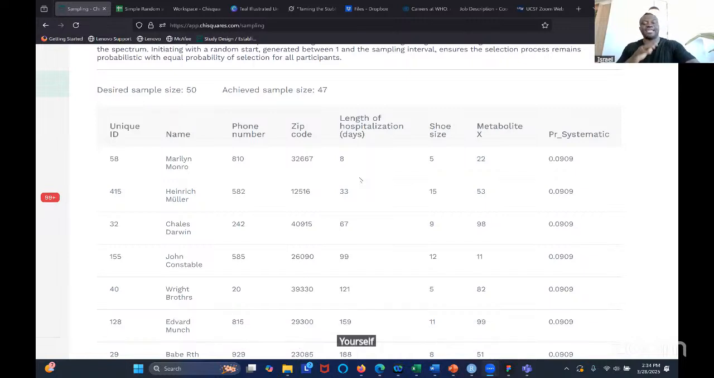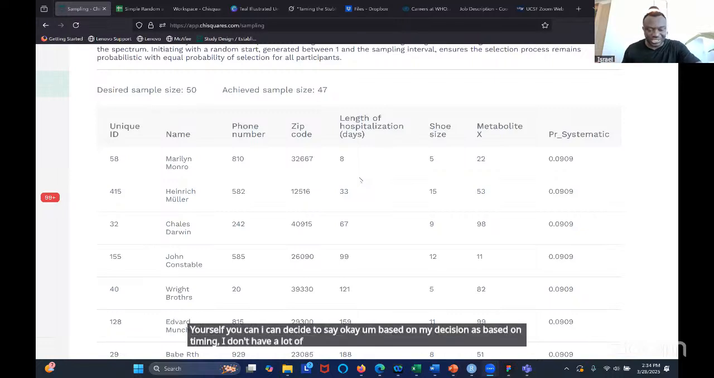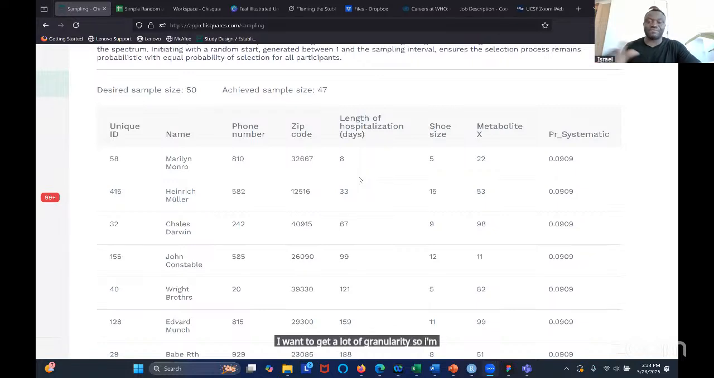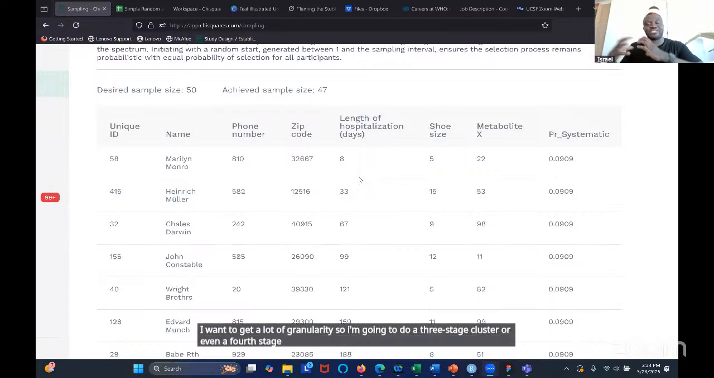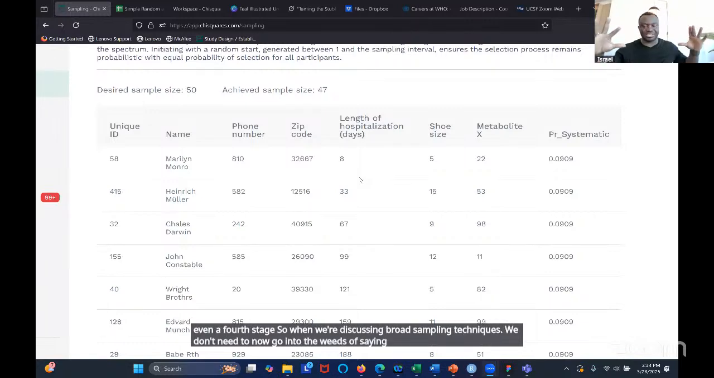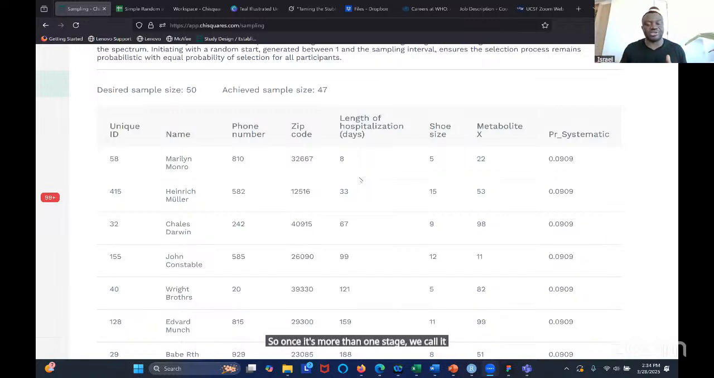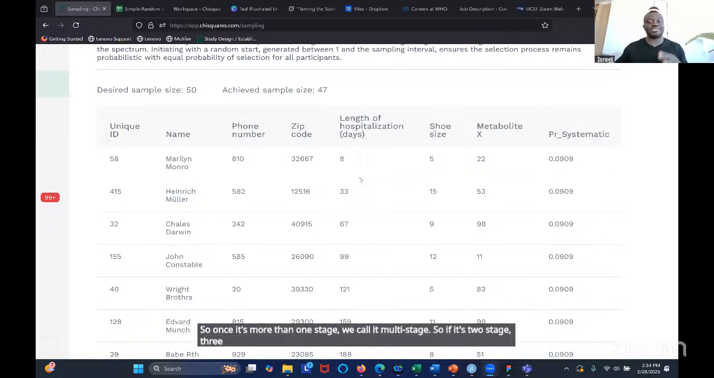I can decide, based on timing, that I don't have a lot of time to do a three-stage cluster, so I'm just going to do a single-stage cluster. Or I want a lot of granularity, so I'm going to do a three-stage or even a four-stage. So when we're discussing broad sampling techniques, we don't need to go into the weeds of one-stage, two-stage, three-stage cluster. Once it's more than one stage, we call it multi-stage. So if it's two-stage, three-stage, four-stage, that's multi-stage cluster, right?